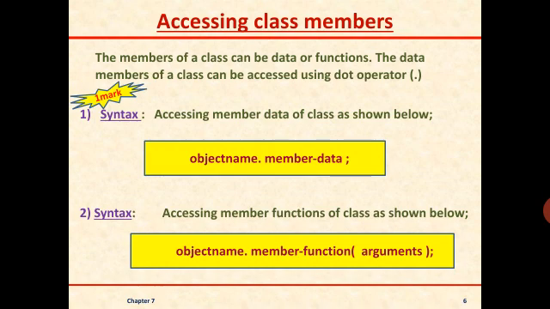The first syntax is for accessing the member data. What we have to do? First we write down the object name, dot, member data, semicolon. In this way we have to do it. In the second step we are going to access the member function. How to do that? For that purpose, write down the object name, dot, member function, and in brackets the arguments. We know that a member function may take arguments. Arguments are nothing but our variables, so it may take variables, hence we have taken the arguments here.